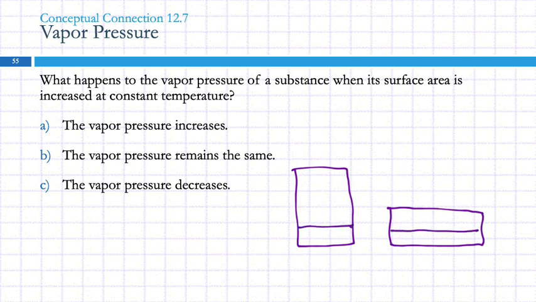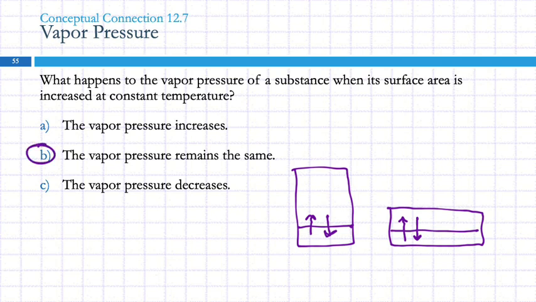Okay, so here we have a rate of evaporation, we have a rate of condensation, right? Here, the rate of evaporation is going to be greater because there's more surface area. But eventually this is going to come to dynamic equilibrium, and the rate of condensation will also be greater, right? Because we'll get to that vapor pressure, and at that point, these processes will be equal. So the vapor pressure is going to remain the same.